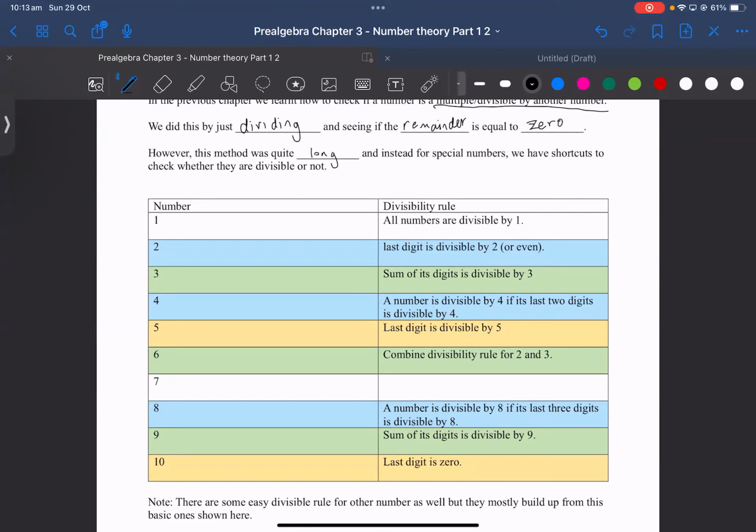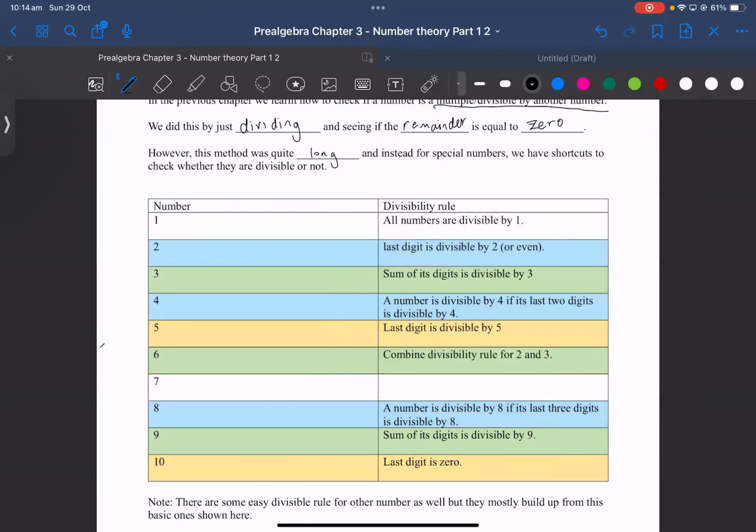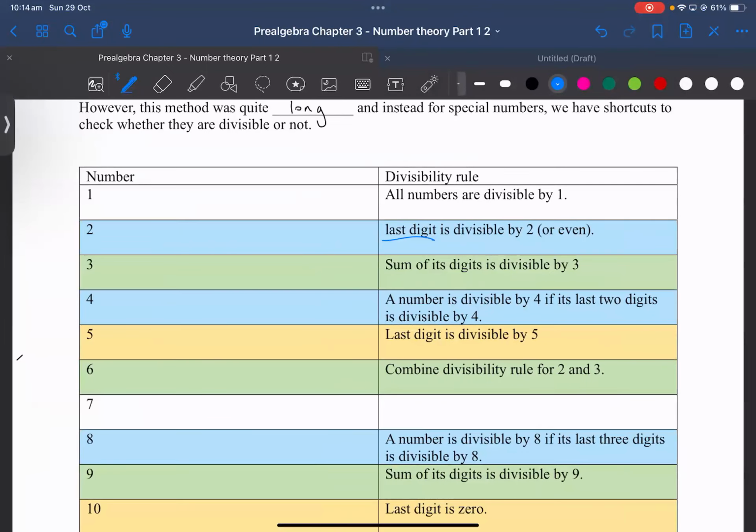So first, for 1, all whole numbers are divisible by 1. So you don't really need to check that. Everything's divisible by 1. Everything's a multiple of 1. To check if a number is a multiple of 2, we just need to check the last digit. If the last digit is divisible by 2, it's even, then the number is divisible by 2.